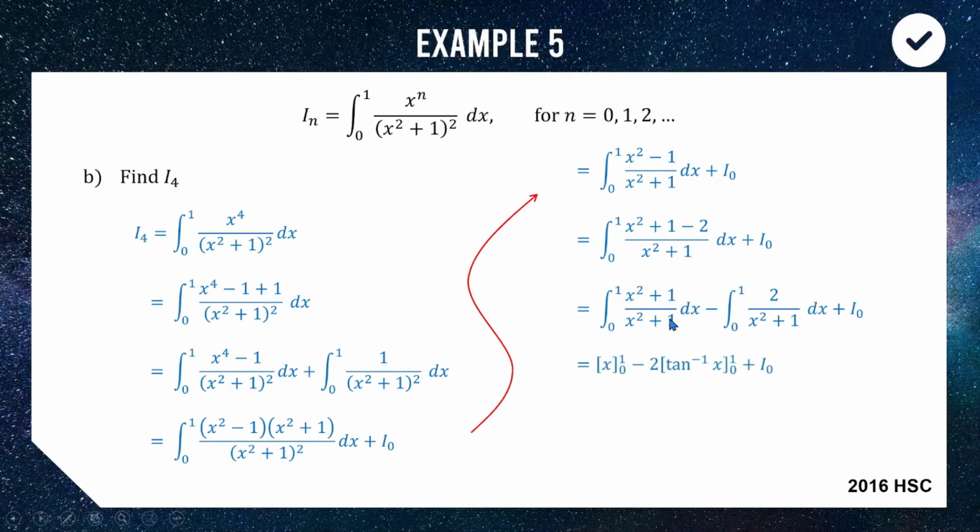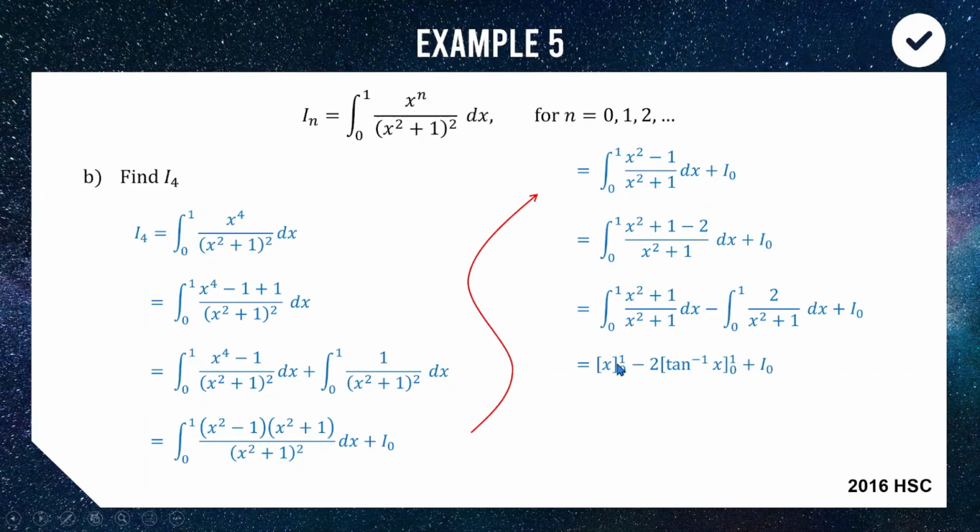Like I said, this fraction turns into 1. When we integrate it, 1 integrates into x, and we have our limits of 1 and 0. We can pull the 2 out the front of this integral, and then we have 1 over x squared plus 1, which we integrate using inverse tan, like from before, and we still have our limits of 1 and 0. Now we just have to sub in and tidy it up.